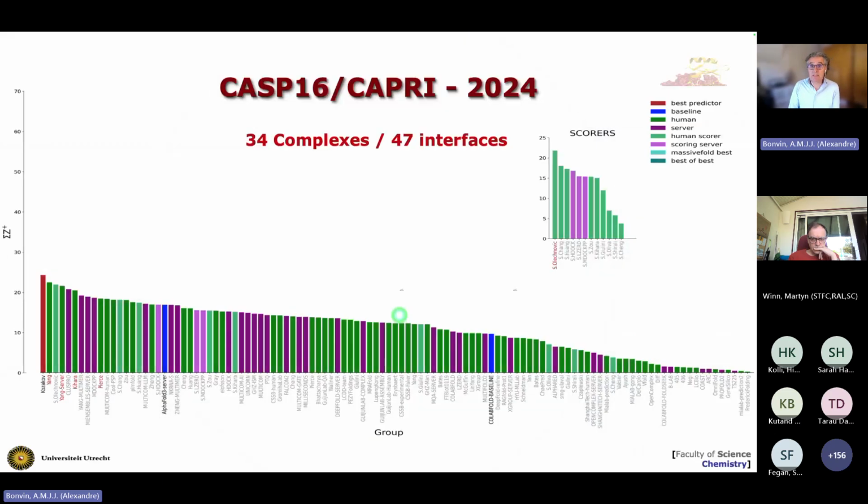So this is CASP16, again, performance of the group. Here, actually, the best predictor for the complexes, so there were 34 complexes, 47 interfaces. The best predictor is actually also a classical docker, Kozakov, but he's been using massively AlphaFold methods and also docking methods and good scoring methods, which is what put him there. And you see the prediction of the scorer.